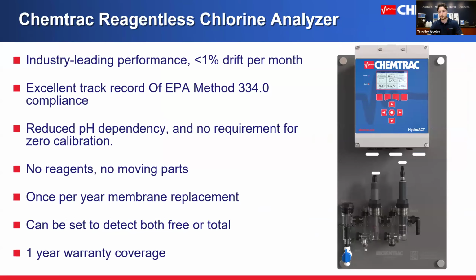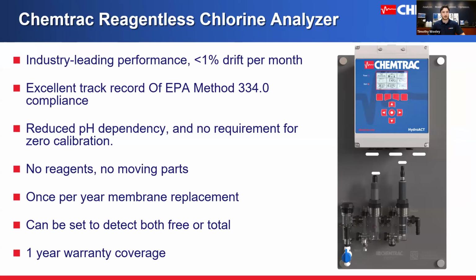Starting off with our reagentless chlorine analyzer, that's the same thing as amperometric. That typically has very good performance, less than 1% of drift per month in its reading. We do have an excellent track record of EPA method 334.0 compliance. I will get into a little bit later about the specifics of that EPA method, when it came about and why it's so important in chlorine monitoring.